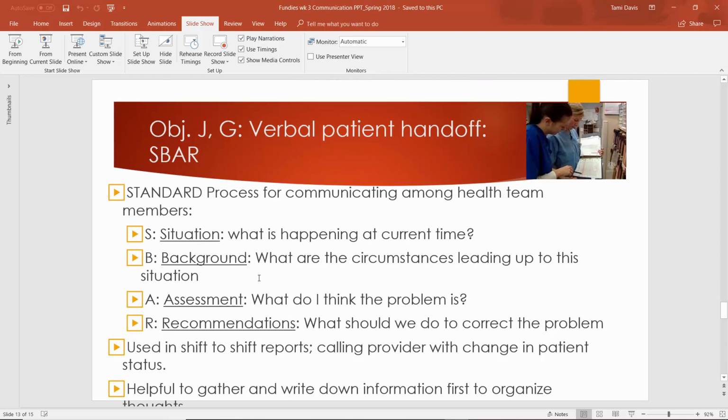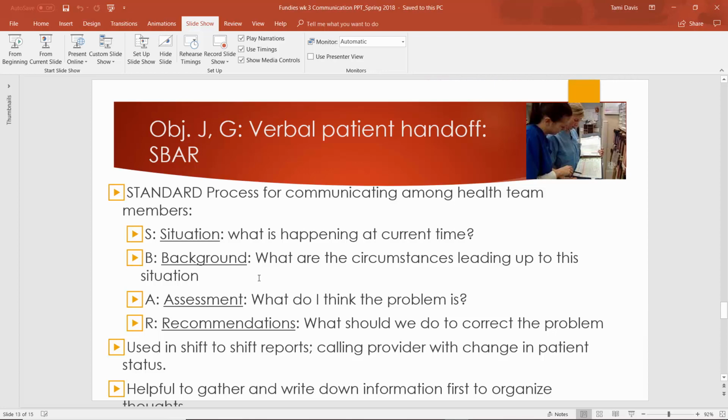And then the standard process for communication in healthcare is the use of SBAR communication. So we really need to know this SBAR business frontwards and backwards. Okay. This is situation, background, assessment, and recommendation.